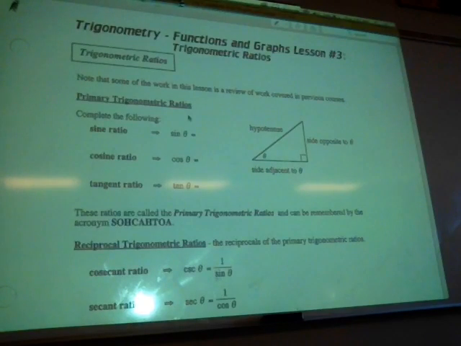Alright, so lesson 3 is all about trigonometric ratios. We're looking at sine, cosine, tangent, as well as the reciprocal ratios for those 3. Do you guys remember going back to grade 10? Sine, cosine, and tangent? Little SOHCAHTOA? Yeah? Okay, let's just review.